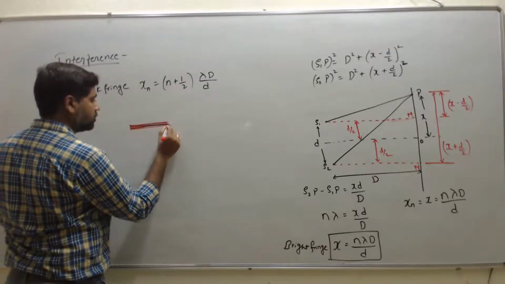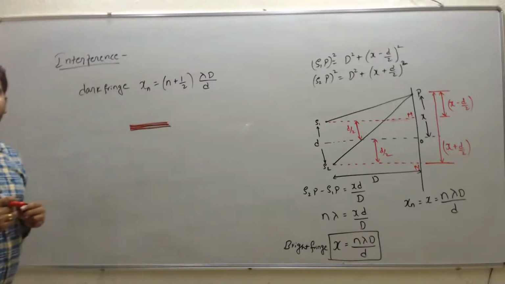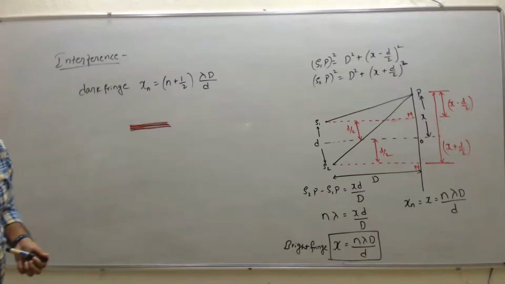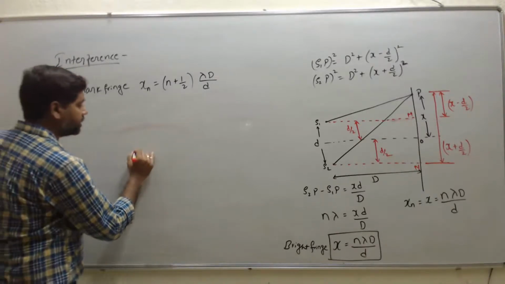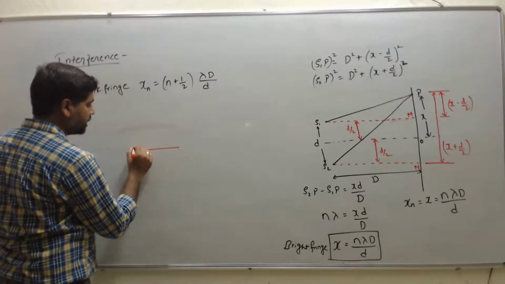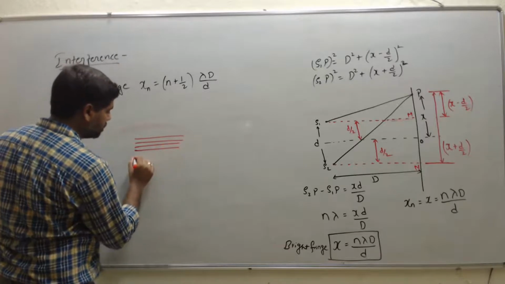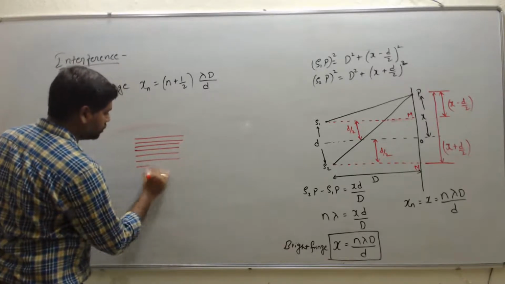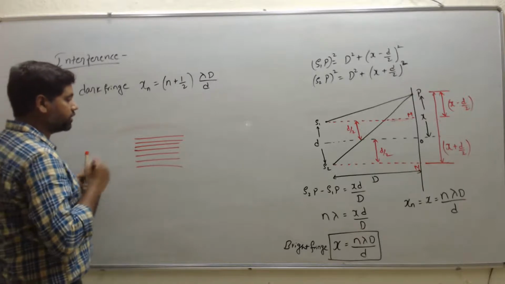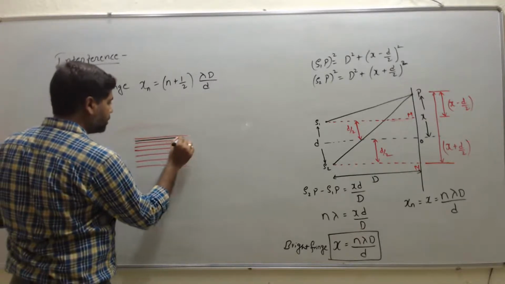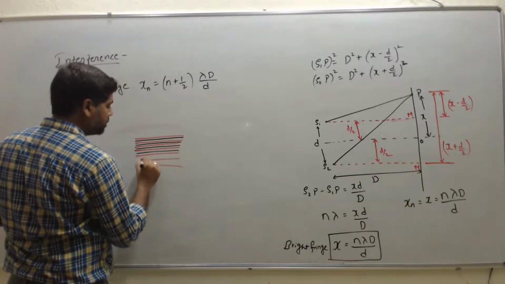So this is larger, but this one we call the bright. Next here, here. In between the white space we call the dark fringe. In the red color we call that one bright. So in between, the white is called the dark fringe.